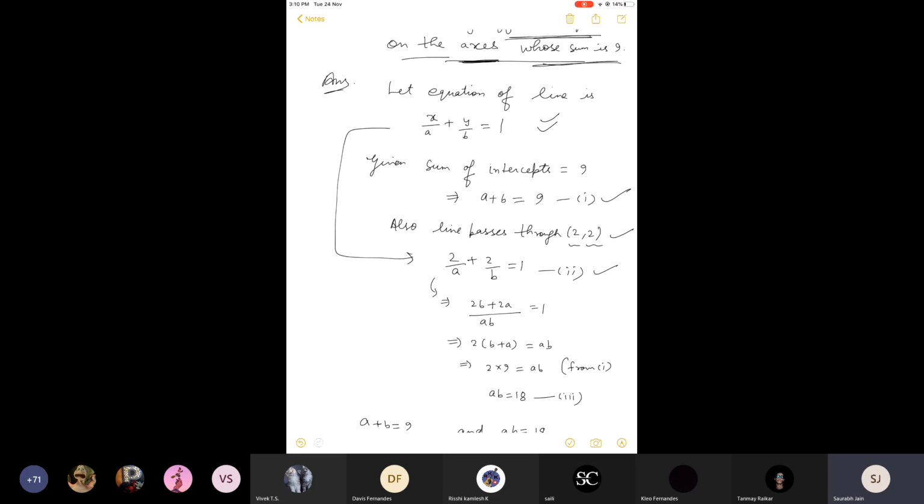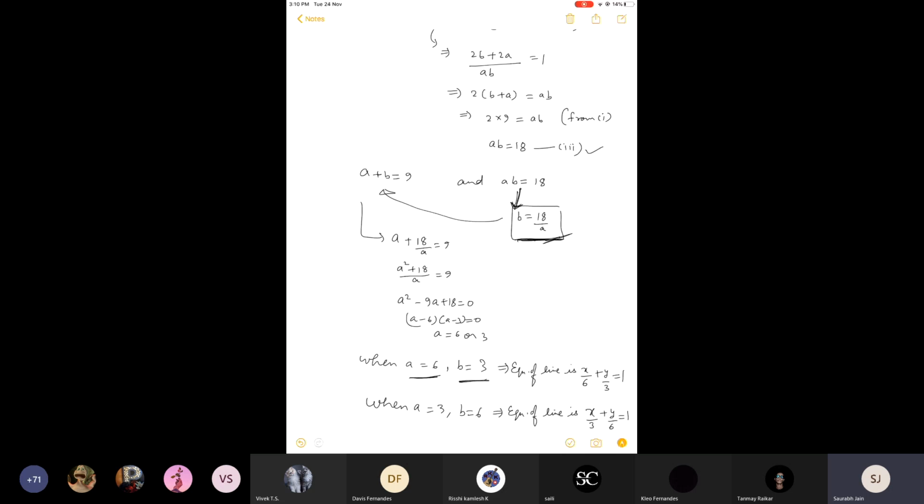Now after that you need to solve these two equations. So I have taken the LCM in the second equation. I substituted the value of A plus B and I got AB as 18. Now rewriting the first and third equation, I substituted the value of B as 18 by A in the first equation. Simplifying the first equation, I got A as 6 and 3. When A is 6, B will be 3 from here, this box. And when A is 3, B is 6. You have the values of A and B. You can write the equation of line now. Okay. This is the way to do this.